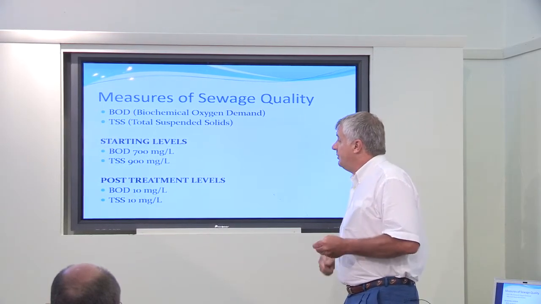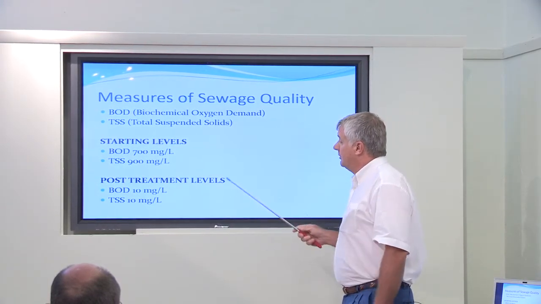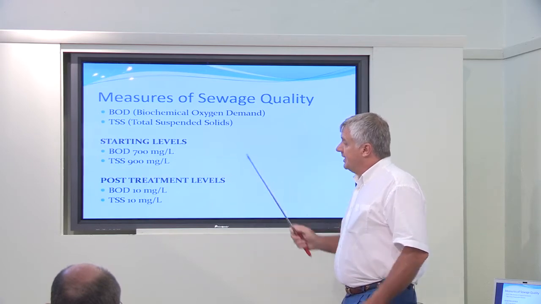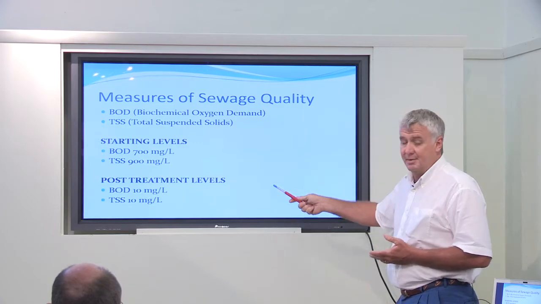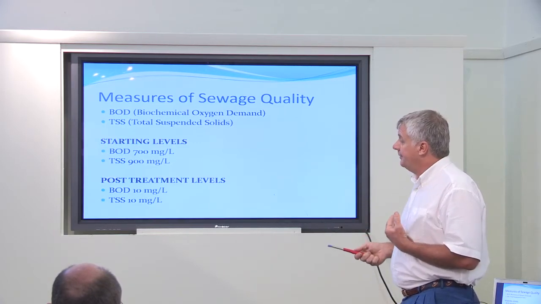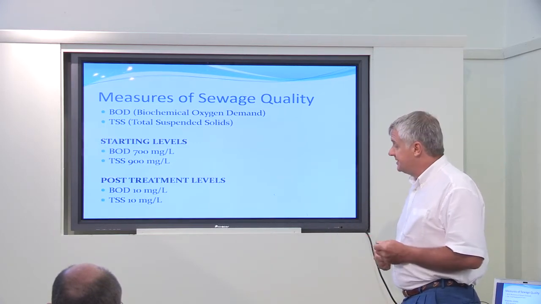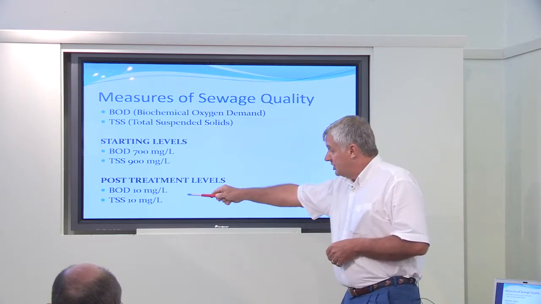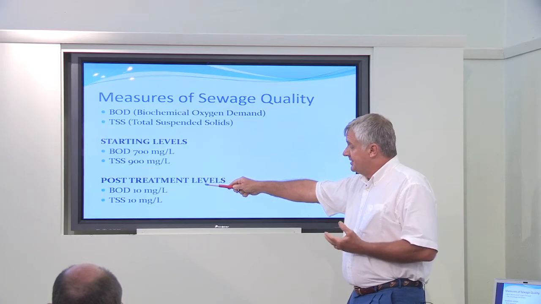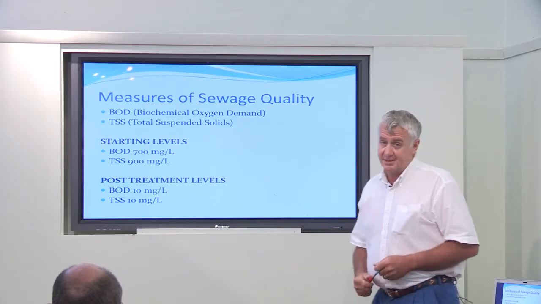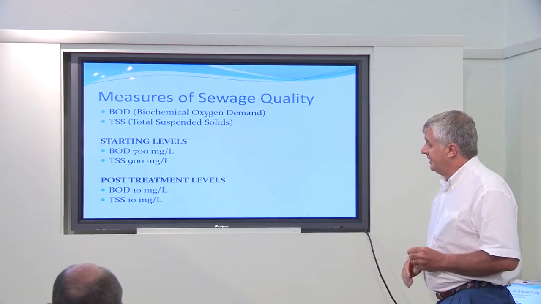Just as an example of what the plant will do, the starting levels of the sewage are very high, and the requirements we were set in order to meet with our design were much, much lower. You can see this is 70 times less on the contaminants, and nearly 100 times less on the solids.